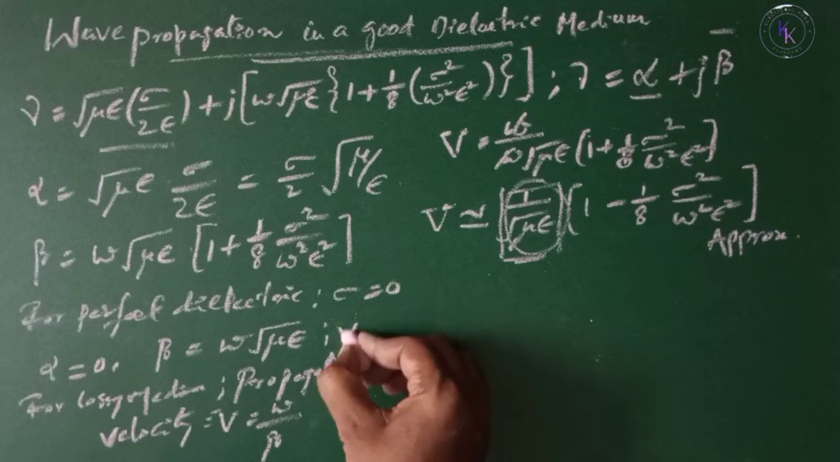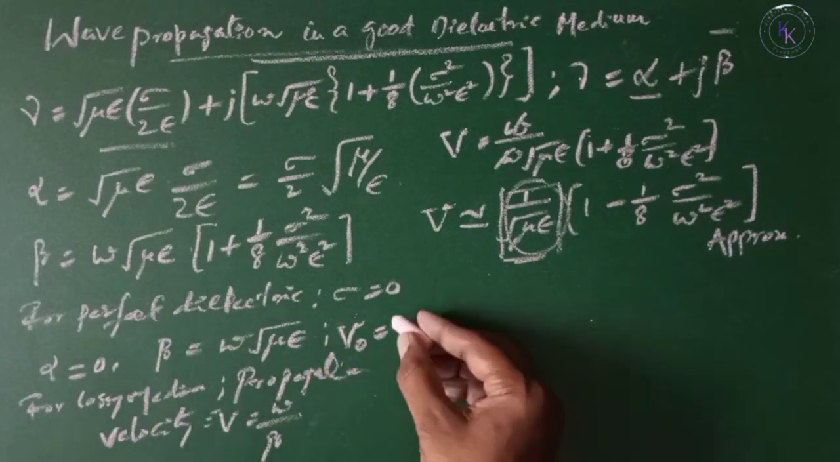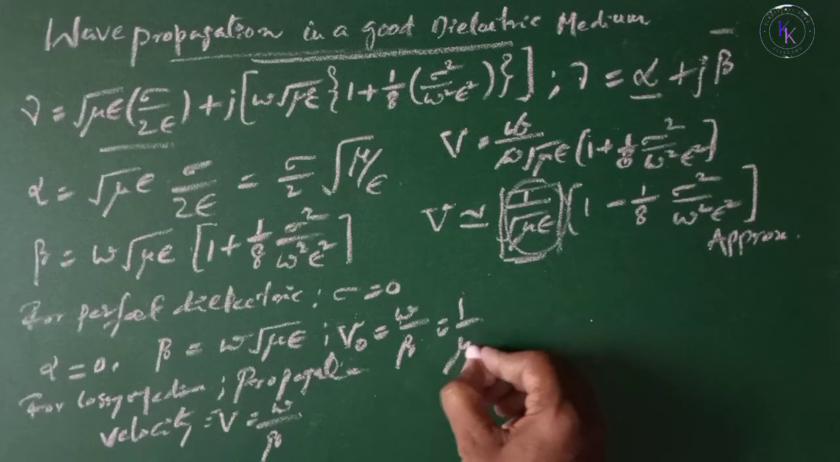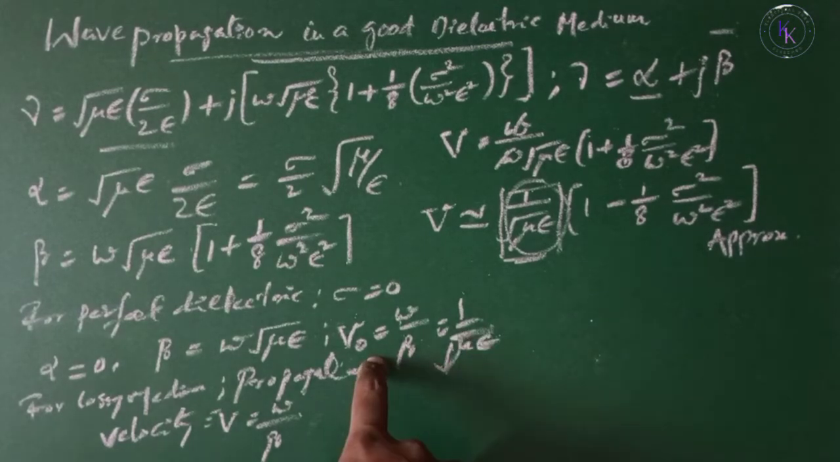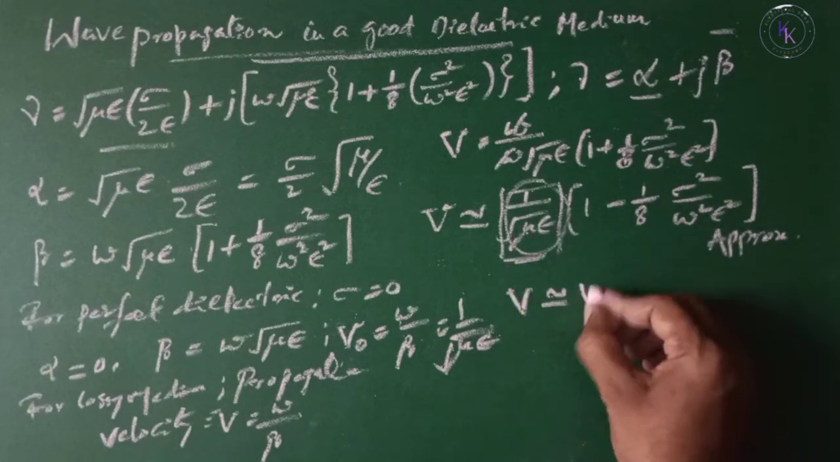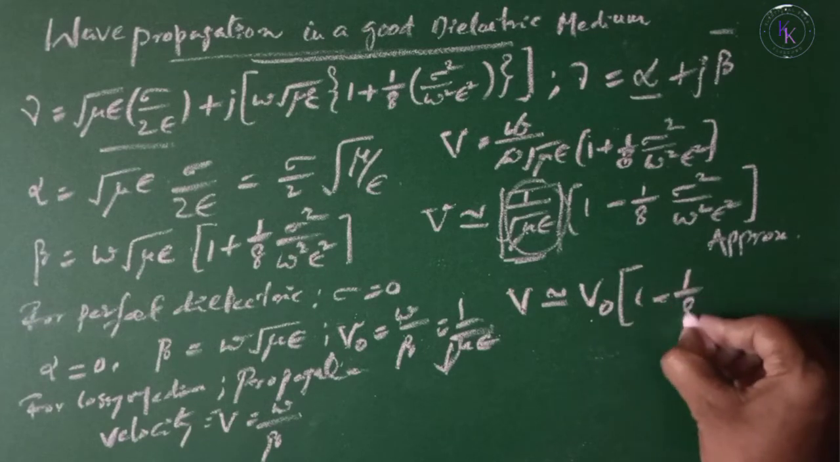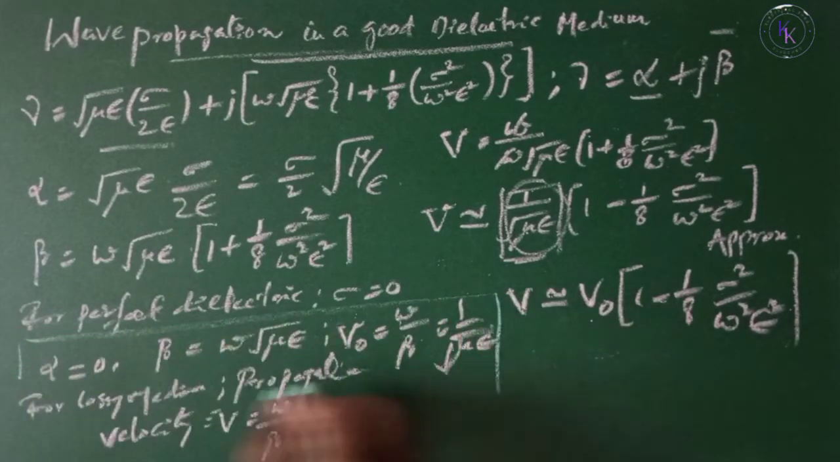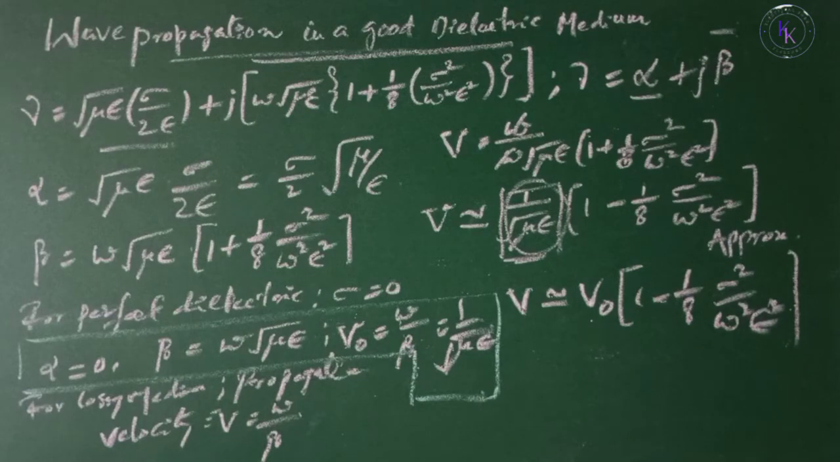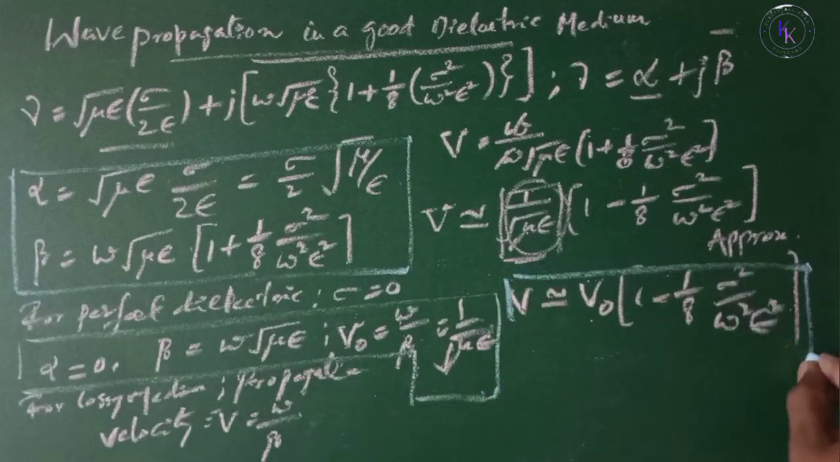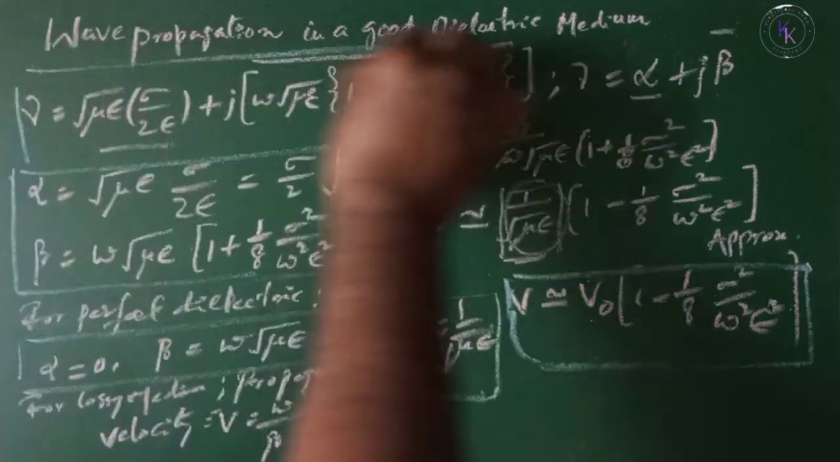For a perfect dielectric, the propagation velocity V naught equals omega divided by beta, which is 1 by square root of mu epsilon. V naught is the velocity of propagation in perfect dielectric, which is also the velocity of propagation in free space. Now this equation changes: V is approximately V naught times (1 minus 1 by 8 sigma square by omega square epsilon square). For a perfect dielectric, these are the alpha, beta and V naught values. For a lossy medium, that is a good dielectric, these are the alpha, beta and V values, and this is the gamma value.